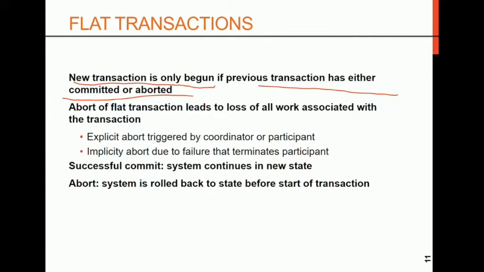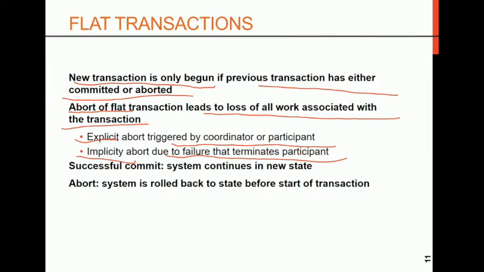So aborting of a flat transaction leads to loss of all work associated with the transaction. Even if it's taken a bit of time, it doesn't matter. We just throw all that work away and we reinitialize the initial state. So abort can happen either explicitly or implicitly. Explicitly means that the coordinator or the transaction manager tells everybody to abort. Or implicitly, if any of the participants fails, then that basically sends a message. The transaction manager will notice and will tell everybody to abort, but it's considered to be implicit because it's happened due to a failure, not because of some kind of logical decision.